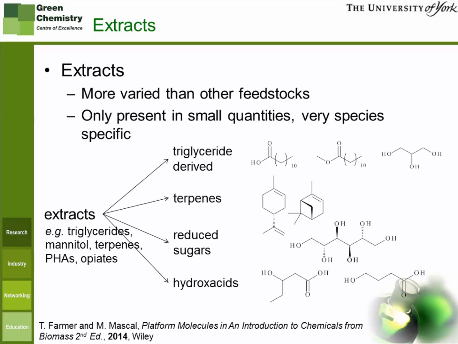As I say here, these are typically only present in very small quantities, very species specific, often very seasonal, and also their quantity in biomass can be altered by pressures put onto the plant. So maybe lack of sunlight, too much or too little water often change the composition of these extracts.